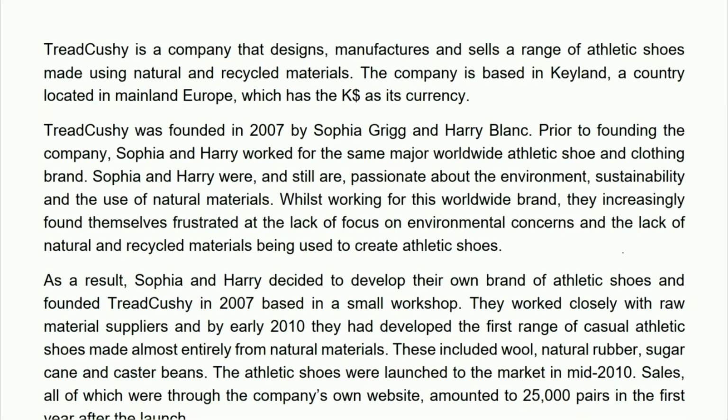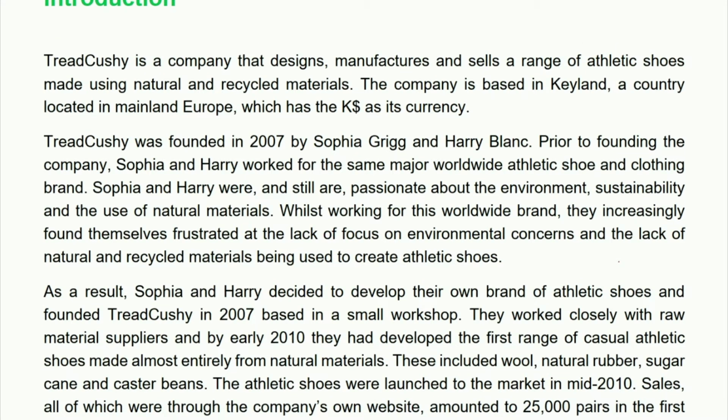Okay, so Tread Cushy is a company that designs, manufactures and sells a range of athletic shoes made using natural and recycled materials. So it already sounds like we've got a manufacturing business for a start, and that automatically gets me thinking about things like standard costing, activity-based costing, process costing, all those kinds of things. And using natural and recycled materials already sounds like there's a bit of a corporate social responsibility or sustainability edge to this company, which, as we'll see later on, is definitely the case.